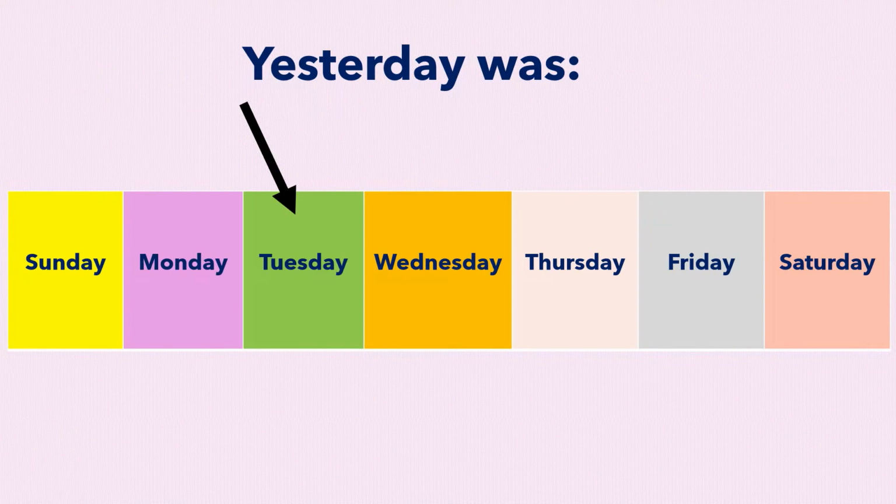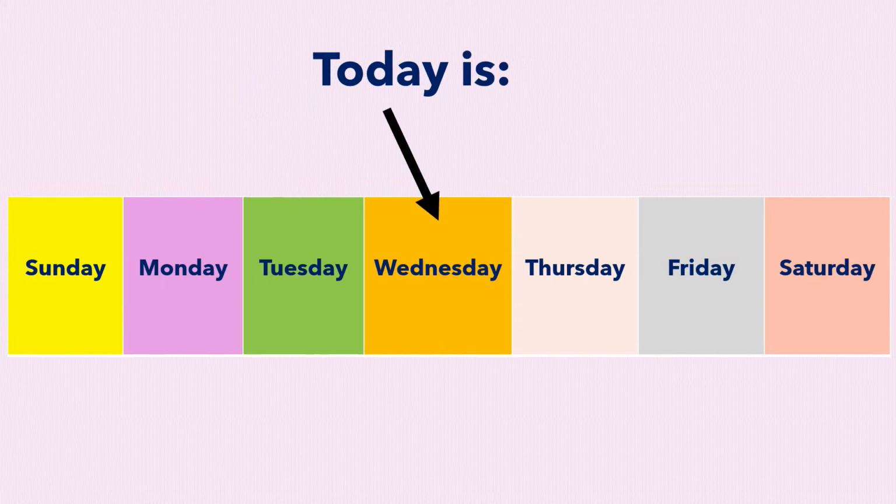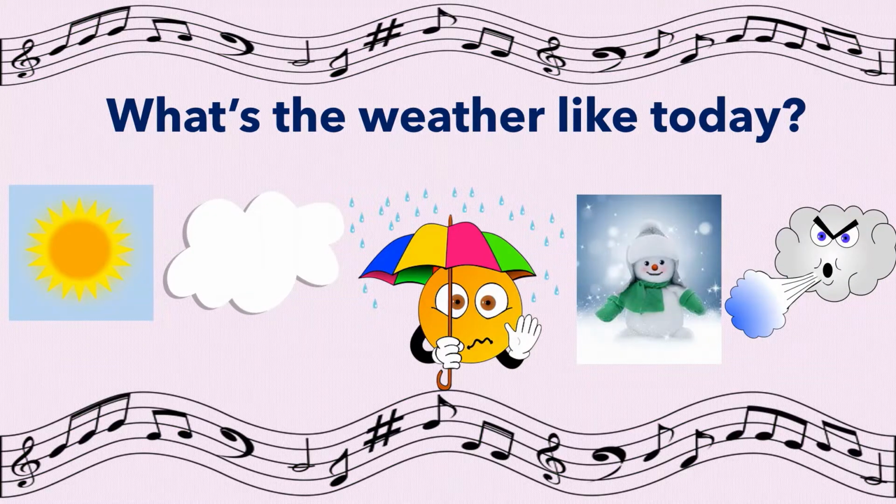Now that we sang the days of the week, let's see if we could figure out what today is. Let's see. Yesterday was Tuesday, so today must be Wednesday. Today is Wednesday. Can you say Wednesday? Wednesday.